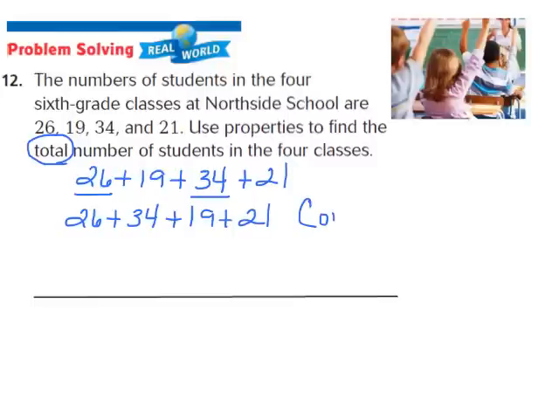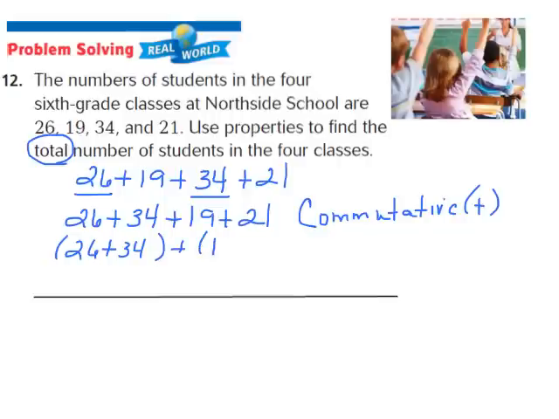So I'm going to write down commutative property. Now I think to myself, how can I now group these numbers together? Well, I know that I'm going to group together my 26 and my 34, because once again, 4 and 6 work well together. But when I look here, I can also group together my 19 and my 21, because I know that 1 and 9 work well together. Now, when I talk about the grouping of the addends, that deals with the associative property of addition. So I'm going to jot down over here that I'm using the associative property.